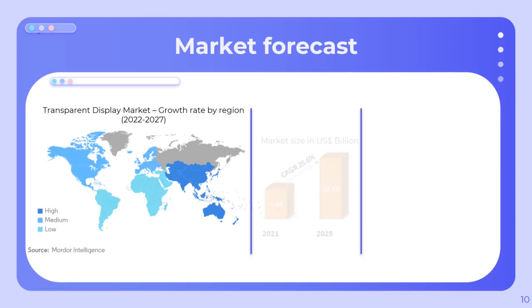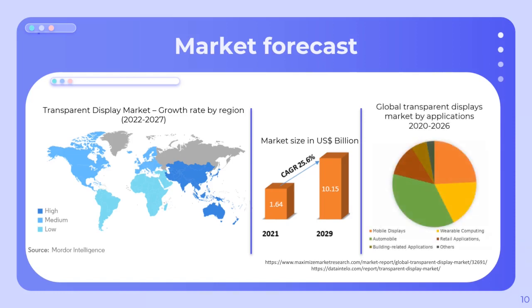For engaging customer experience and interactive signage. In 2021, the market size of transparent OLED reached an estimated value of 1.364 billion US dollars. Looking ahead, the transparent OLED market is projected to experience a significant compound annual growth rate of 25.6%. By the year 2029, the market is expected to reach a value of 10.15 billion US dollars. This exponential growth is fueled by factors such as increasing applications.